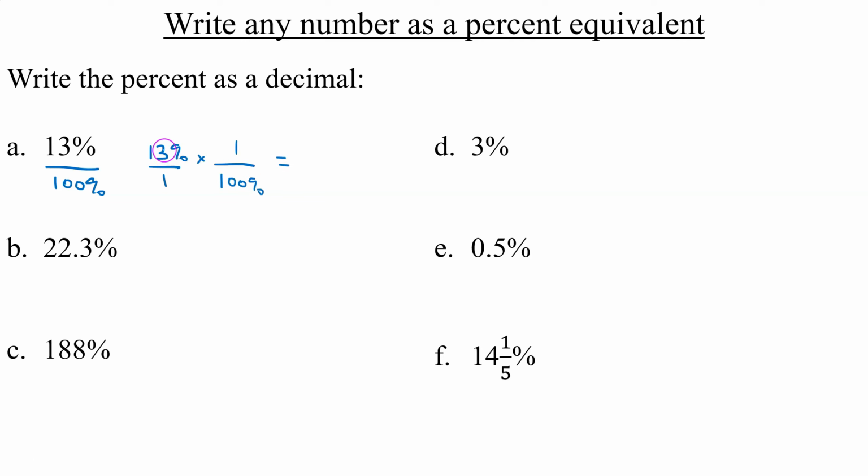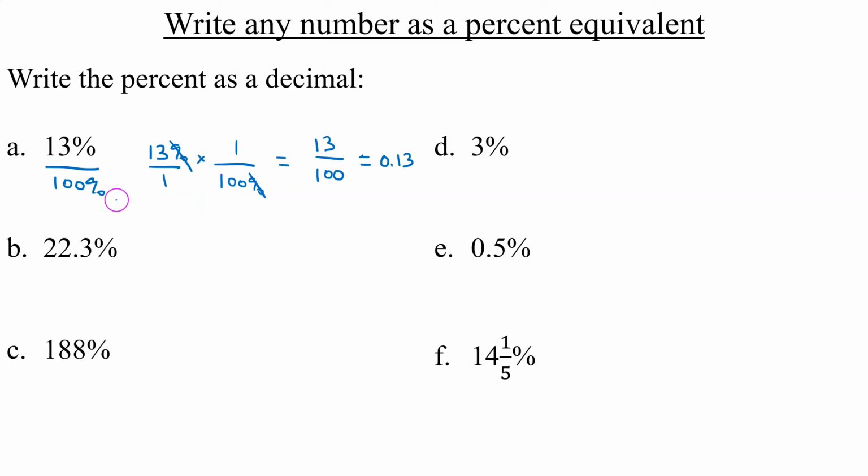So for the top of our fraction, we have 13 times 1, that's 13. For the bottom of our fraction, we have 1 times 100, that's 100. And then our percentage signs canceled out. So this would be in fraction form. But then we could divide 13 by 100 to get it in decimal form, or 0.13.